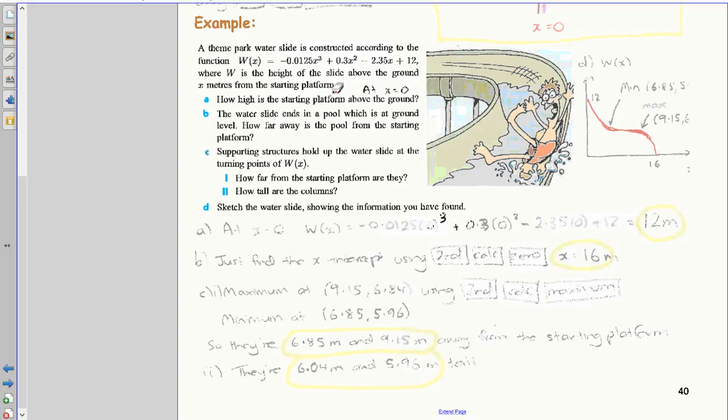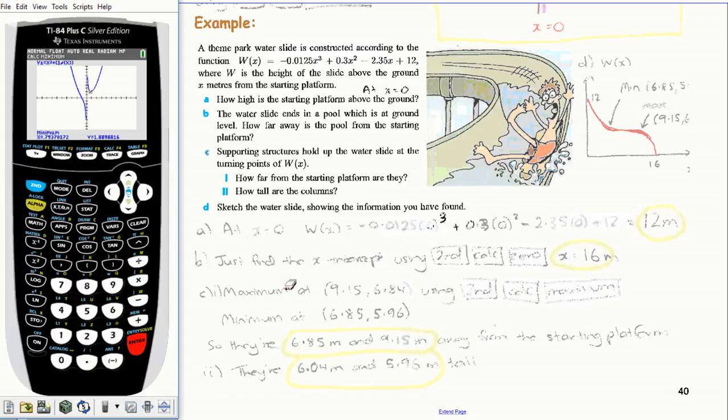How high is the starting position above the ground? So basically, how high is it above the ground? You might want to sketch it first. Let's just sketch it. Sketching is a good way to start.